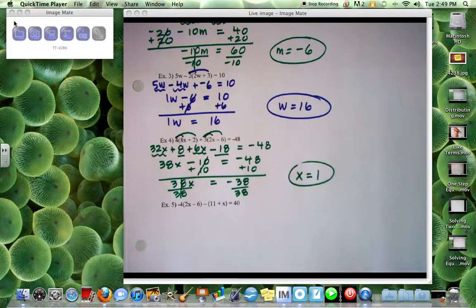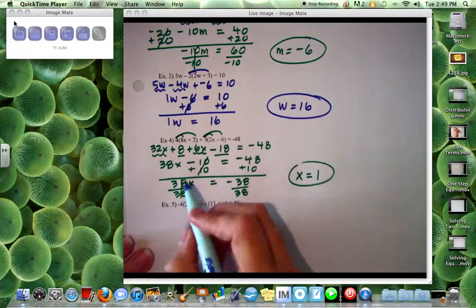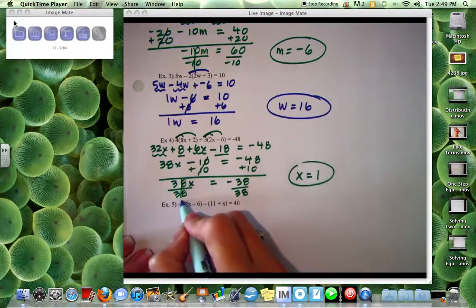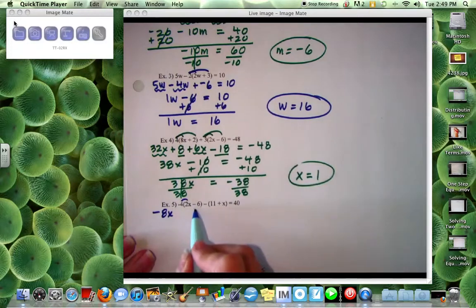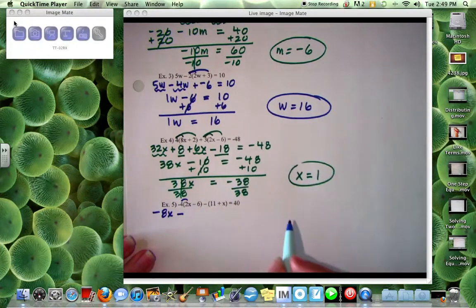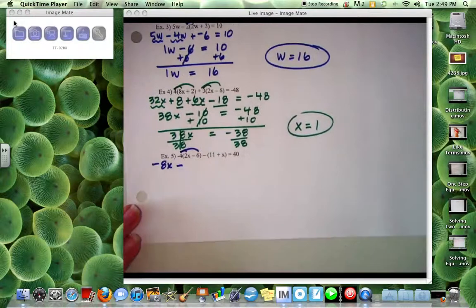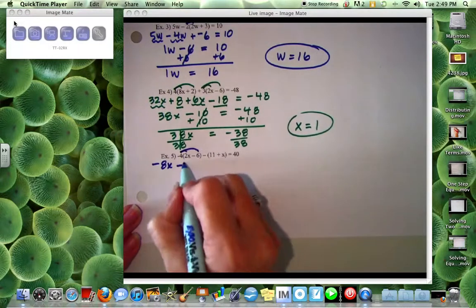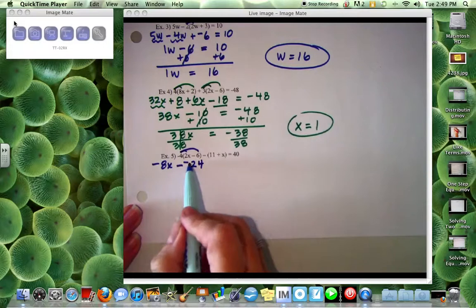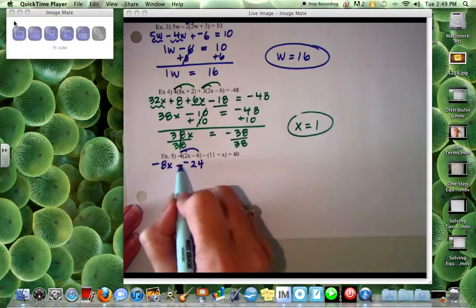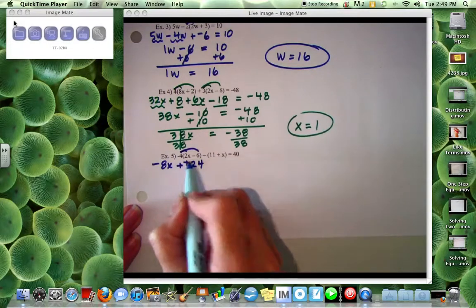Last problem, we have two sets of parentheses again. So we need to distribute the negative 4 to the 2x. That gives us negative 8x. Bring down the minus sign. Then we have negative 4 times 6, which gives us negative 24. We have two negative signs that are right next to each other. This gives us positive.